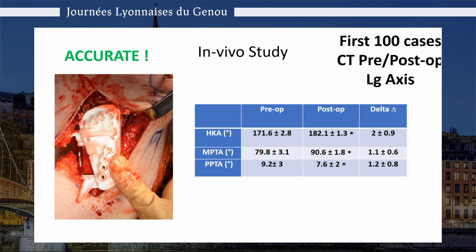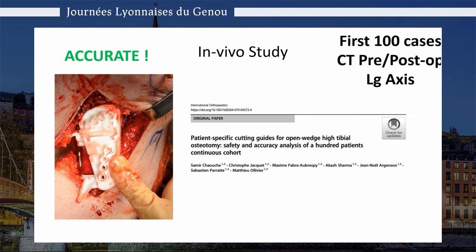It's very accurate. We published this result in vivo on our first 100 cases. It's something around 1 degree precision on the tibia and 2 degrees precision on a global lower limb axis. There is a series involving this patient from the French Arthroscopy Society that was published last week, confirming that this precision is better than navigation or freehand techniques.